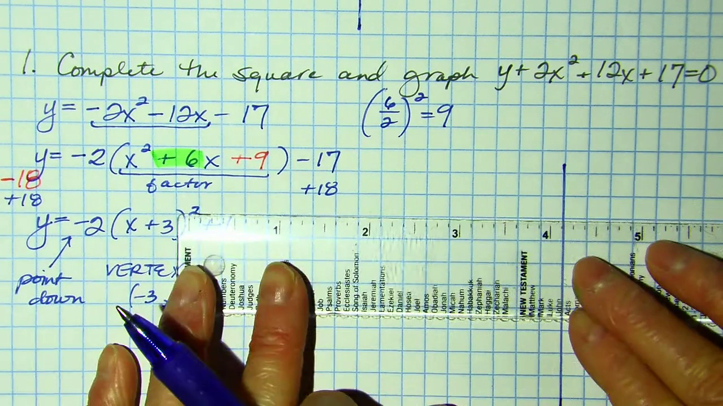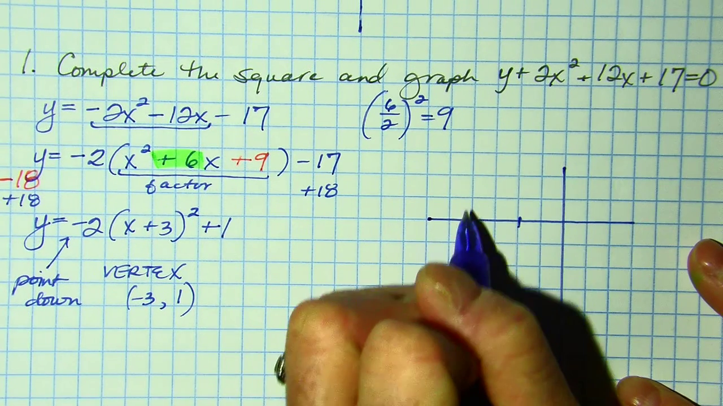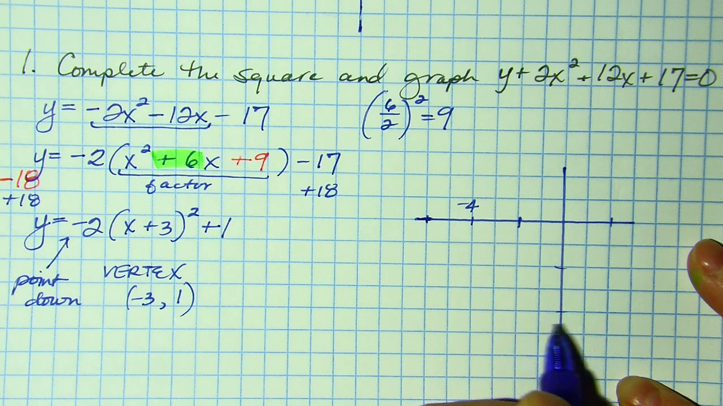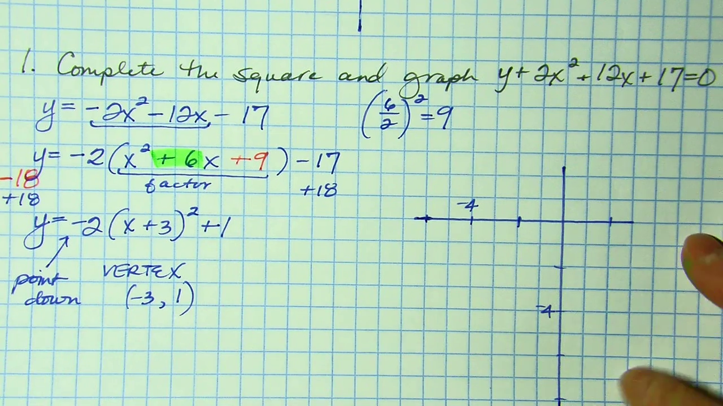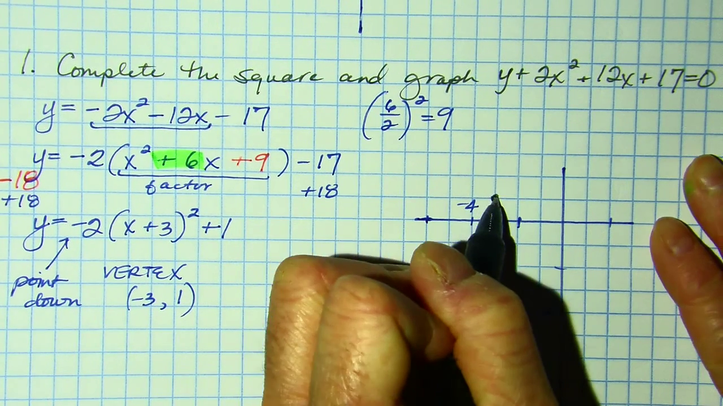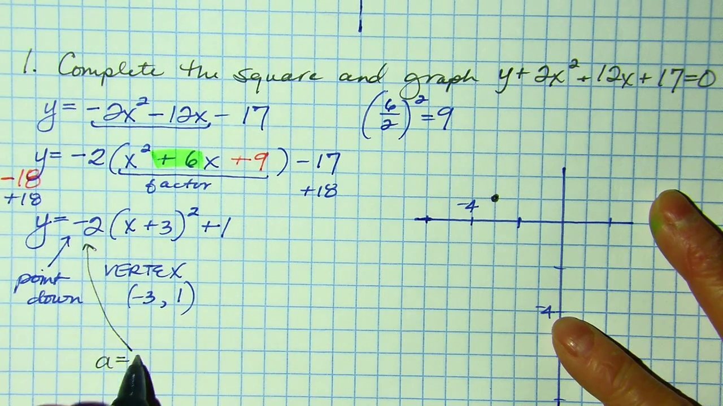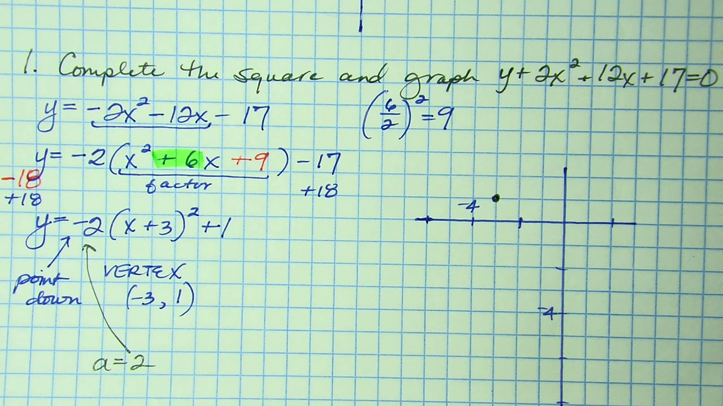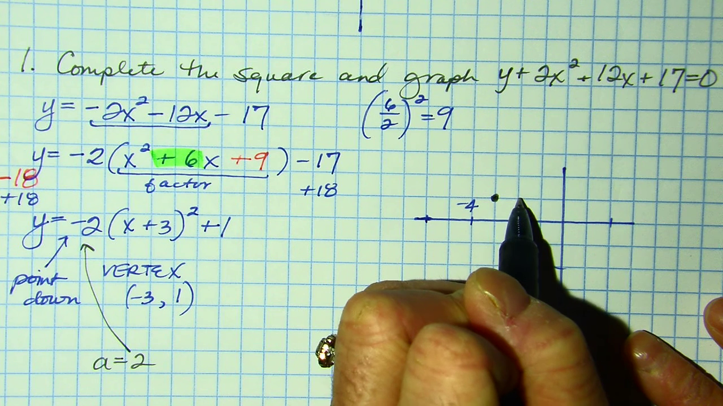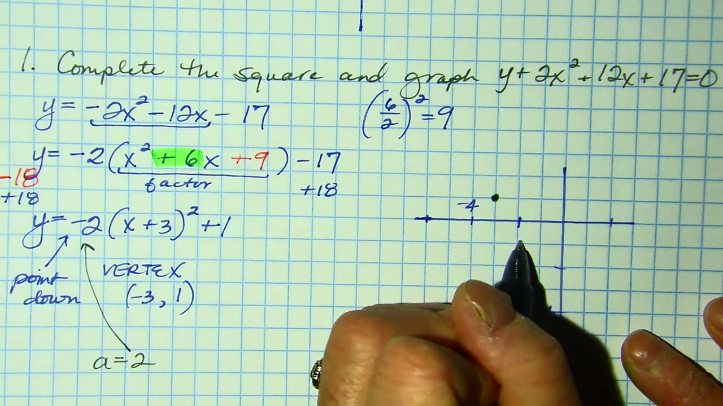I'm going to leave room to the left and on the bottom because I know that my graph should point down. All right, so my vertex is at negative 3, 1. Now, I know it's going to point down, and I also know a is 2, so my values are going to be multiplied by 2. So starting at your vertex, if x is 1, 1 squared is 1, but I have to multiply that times 2. So 1 times 2 is 2.